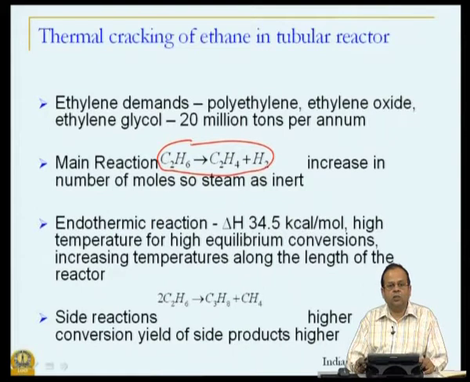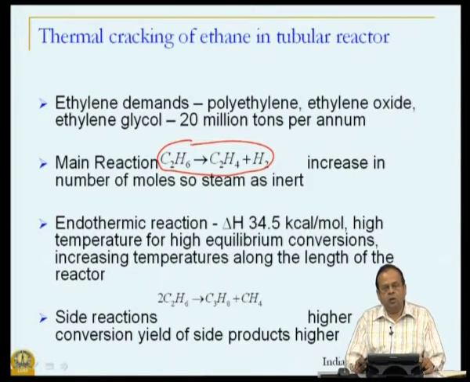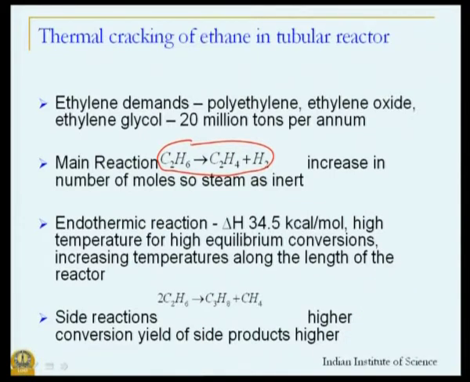So, increase in number of moles, for example, if you want to achieve high equilibrium conversions, one of the things that you can do is actually increase the total number of moles initially present by adding some inerts. And in this particular case, we add steam for it. So, we have steam added, although steam does not participate in the reaction, we add it as an inert to achieve higher equilibrium conversions.